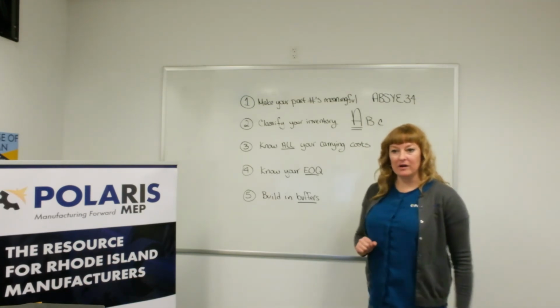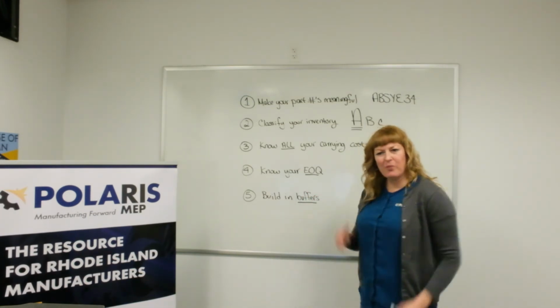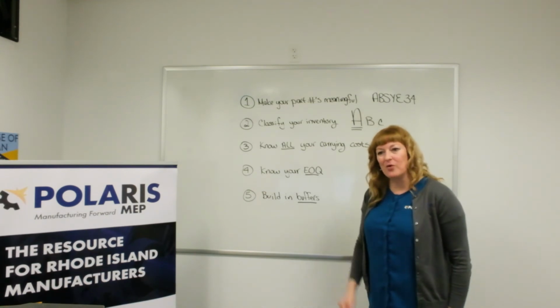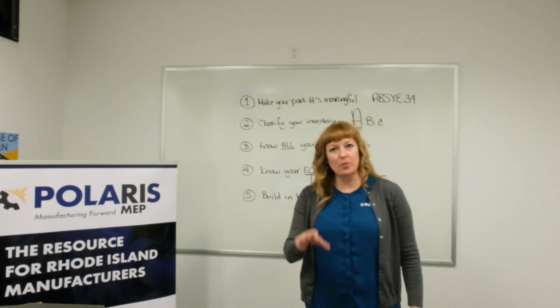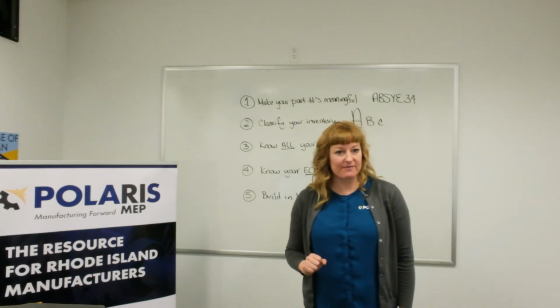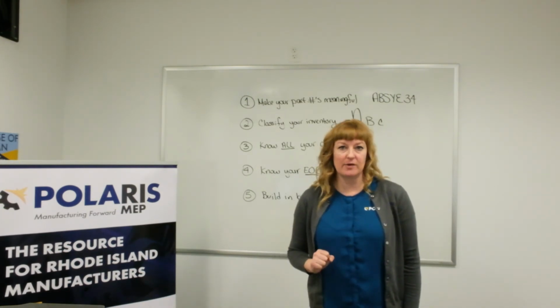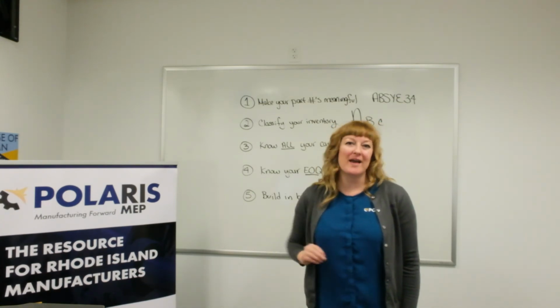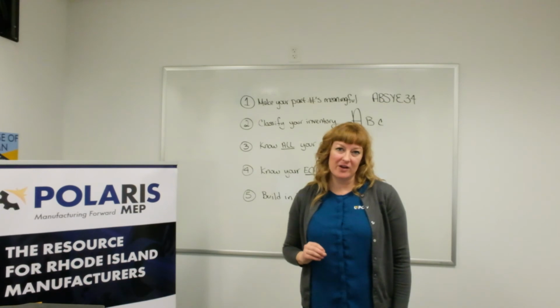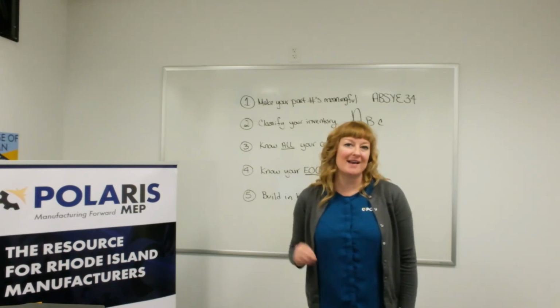Tip number 4, know your EOQ. What is EOQ? That's your economic order quantity, and that allows us to understand how much to purchase and when to purchase. This can be very helpful in keeping that customer happy. Just these small formulas can go a long way in understanding all of your carrying costs as well as what to get and when to get it.